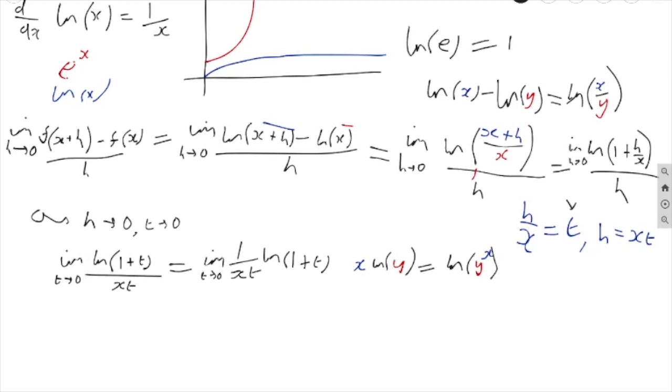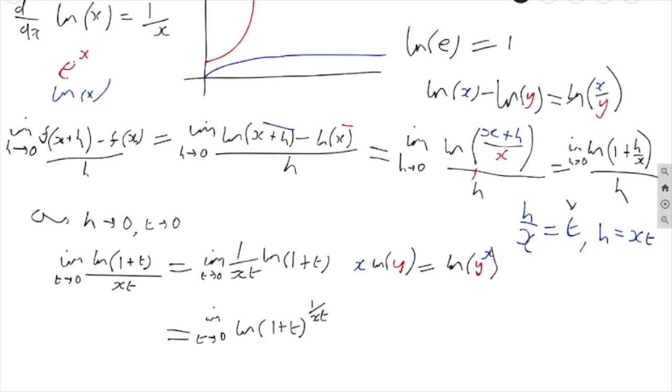You can see here that we have a 1 over xt multiplying our ln of 1 plus t. And therefore we could define that as the limit as t goes to 0 of ln of 1 plus t, all to the power of 1 divided by xt.